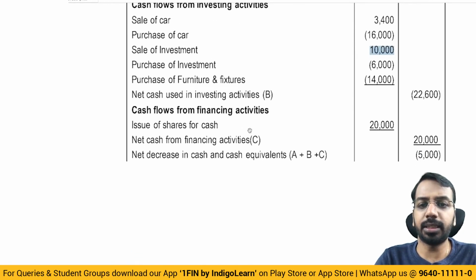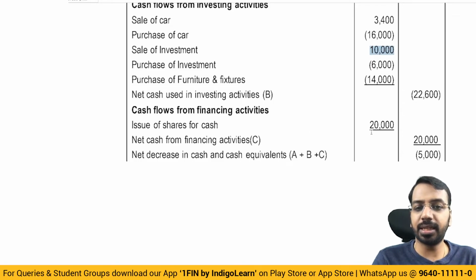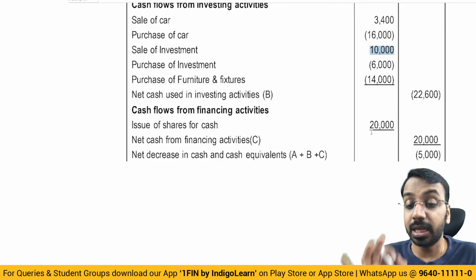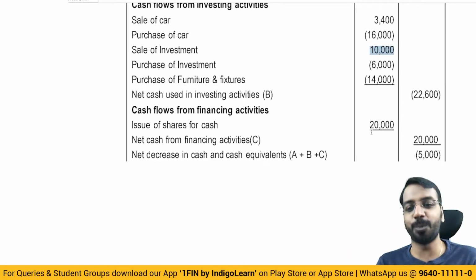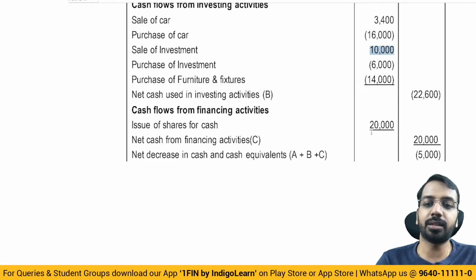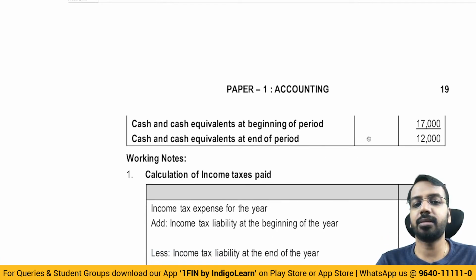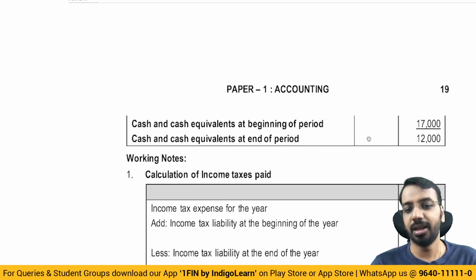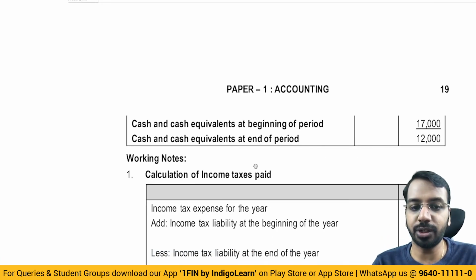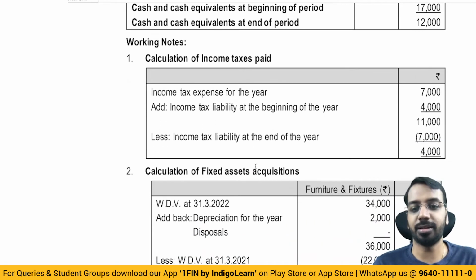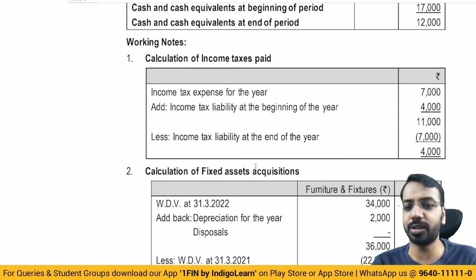Then that's it. Cash flow from financing activities, there is an increase in equity. Please remember, if no information is given, you can assume that shares have been issued for cash. That's 20,000. Then that gives us net increase. Take the opening balance and the closing balance. It is done. Again, a straightforward question to be answered in the examination. Nothing complicated, I would say.